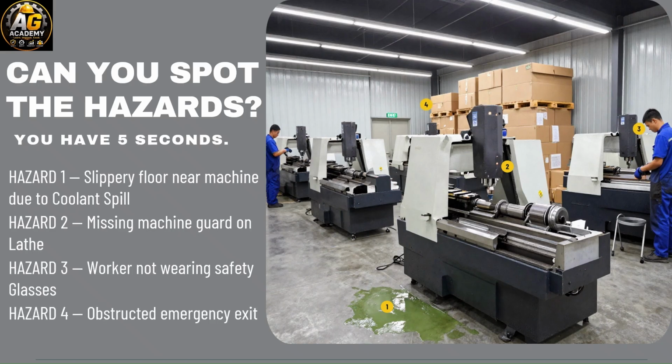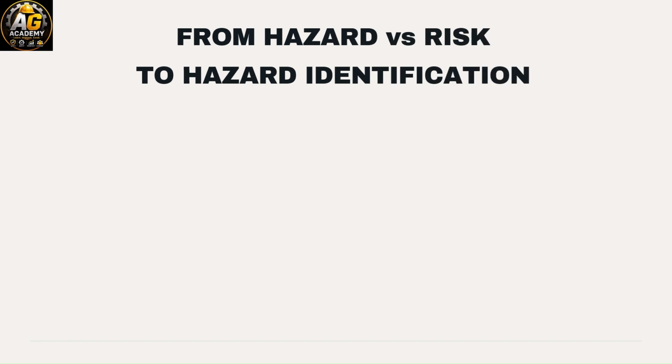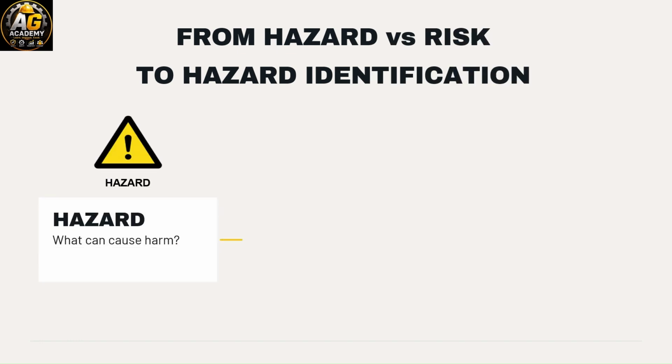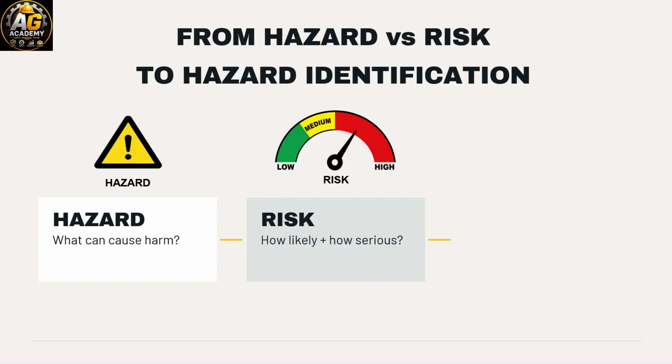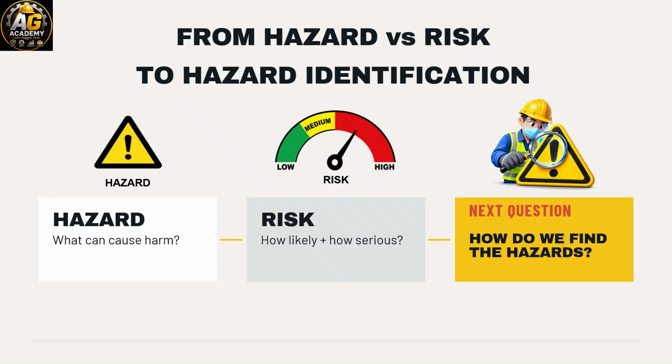Some hazards are obvious. Others are easy to miss. That's why hazard identification matters. In our previous lesson, we learned that a hazard can cause harm, while risk considers how likely and how serious that harm could be. But before we assess risk, we first need to find the hazards. So, how do we identify them?